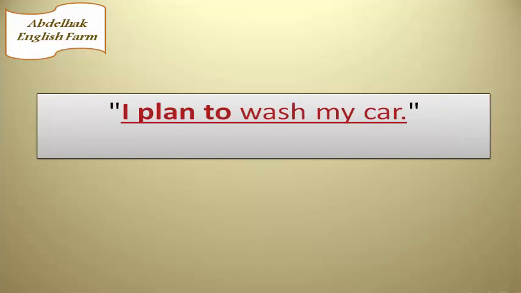Let's move to the next one. If you have a car, for example, I plan to wash my car. For example, your father can say this expression. If you have a bike, you can say, I plan to wash my bike. You understand what I mean? After the verb we have the objects, and you can change the objects. I plan to wash my car.